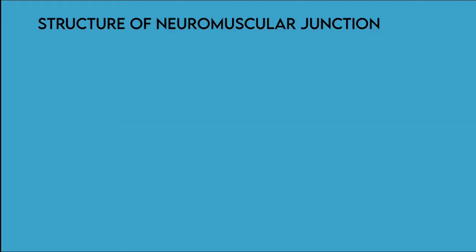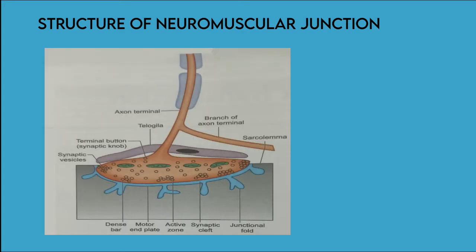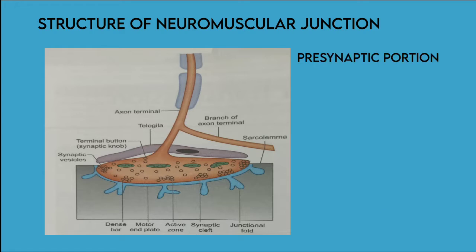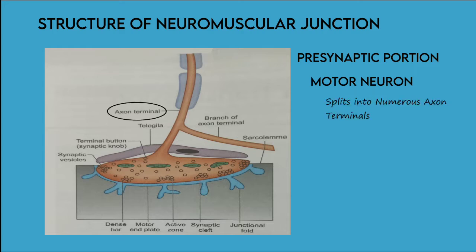Now the structure of the neuromuscular junction. It is described as 3 main parts: the presynaptic portion, synaptic cleft and postsynaptic portion. The presynaptic portion includes the motor neuron that innervates the muscle. The motor neuron, as it approaches towards the muscle, splits into numerous axon terminals.